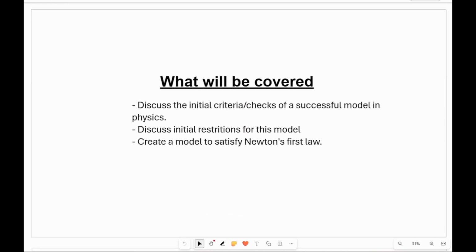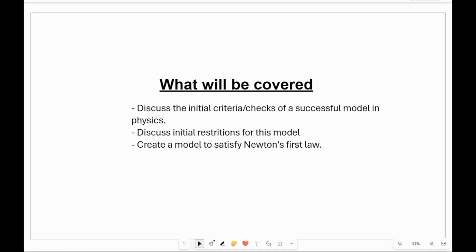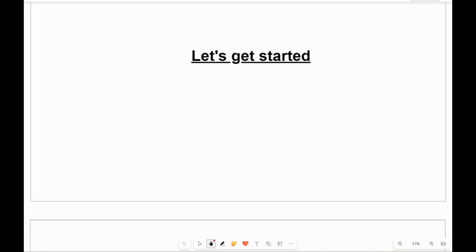So we're going to start with talking about some initial criteria and checks that I have used to kind of verify, or vet, not necessarily vet, but just some starting blocks for determining if a model has potential or not. And then we're going to talk about some of the initial restrictions that we're going to place on this model. And then from there, we are going to start to work out satisfying Newton's first law, which I had discussed in the previous part as being one of our biggest hurdles with an Aether model. So let's get started.